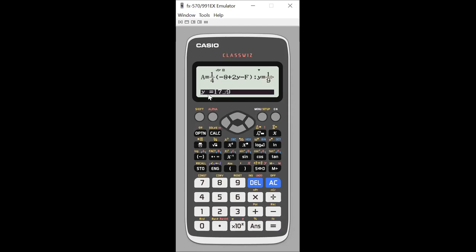Now it is taking the new value of y, 17 by 9. I will press equal, new value of a I have got, new value of y I have got, new value of z I have got. I will keep on pressing and get new iterations again and again. Just note down the values in your copy, press equal, note down the values in your copy, press equal. Is it clear to you guys how to use it? You can write as many iterations as are required.